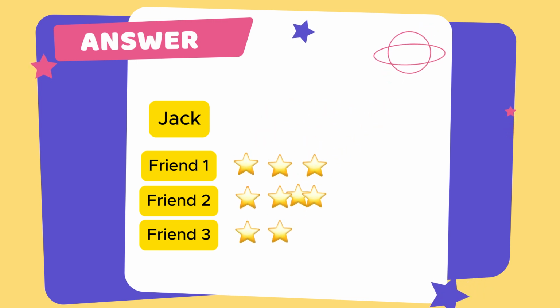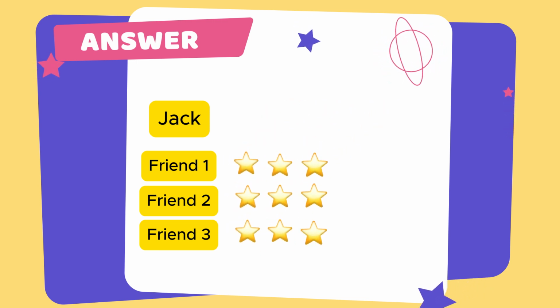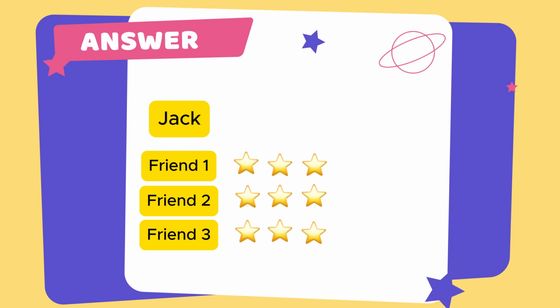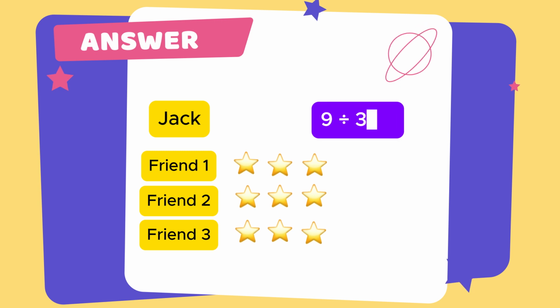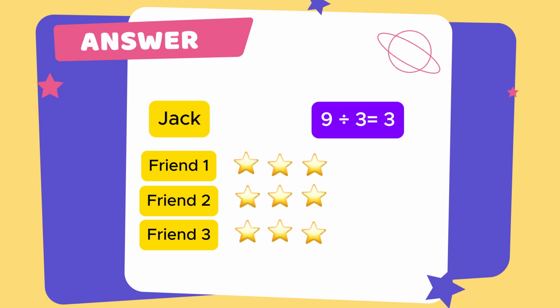Let's count together. 1, 2, 3 stars for each friend. So, each friend gets 3 stars. That means 9 divided by 3 equals 3.